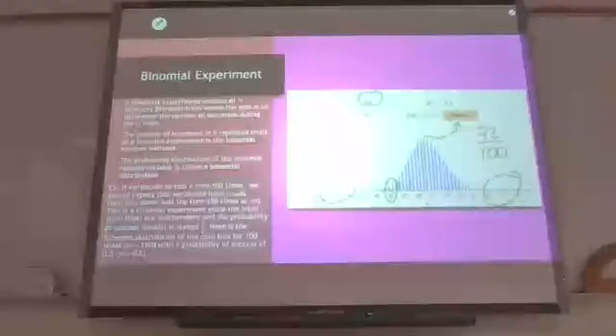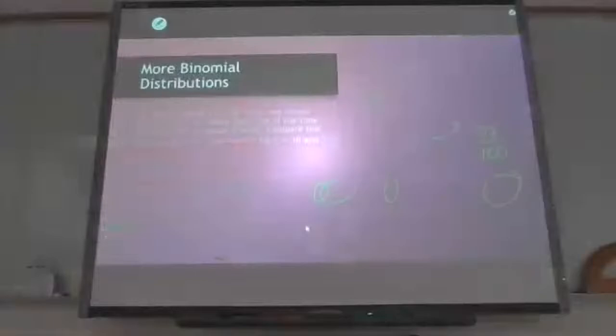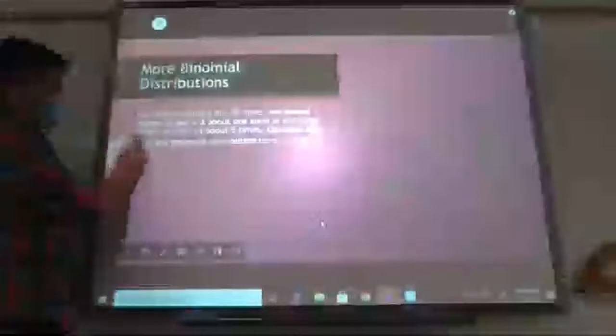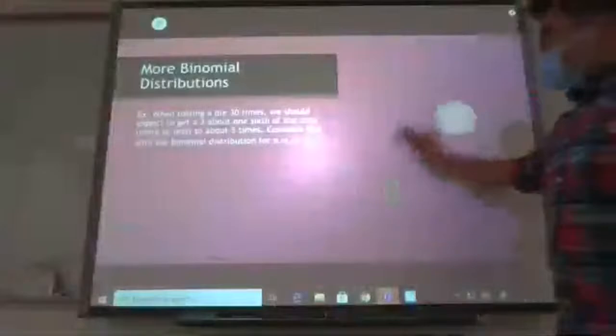Okay. So I wanted to show you a couple more distribution tables just so you can compare. Let's look at this next one together. If you don't mind writing this one down, we'll do this one together. So you're tossing a die 30 times. We should get a 3 about a sixth of the time, right? Do you guys kind of agree on that?